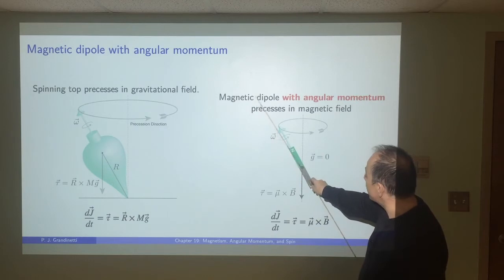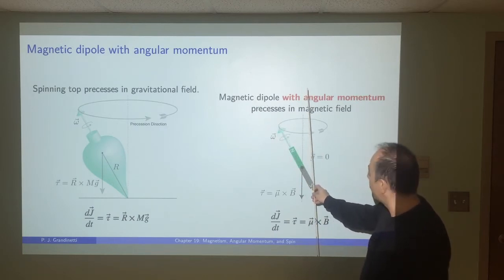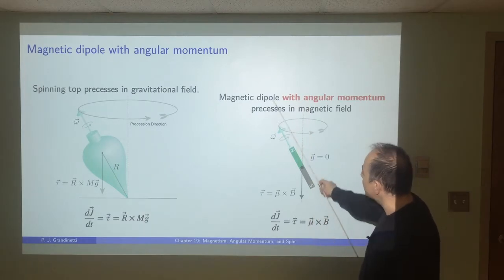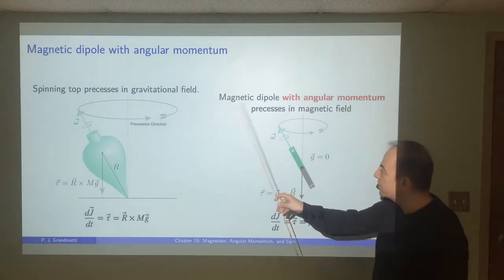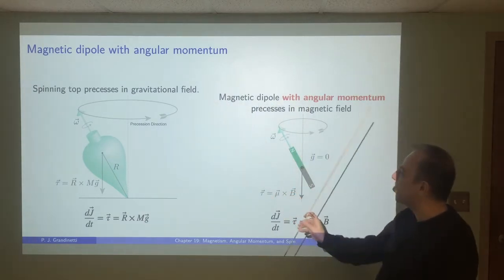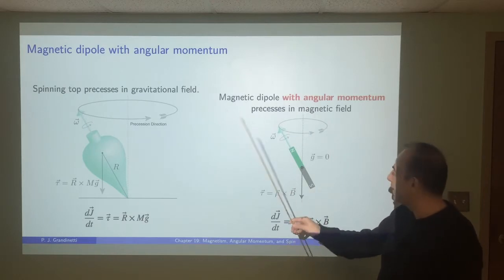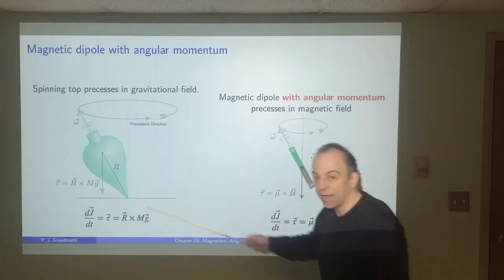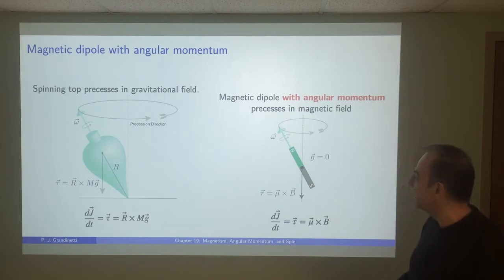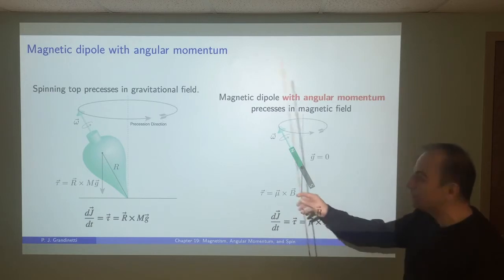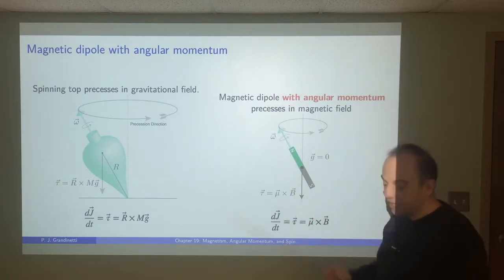What it will do is, when that torque acts on this dipole to try to bring it back along the field direction, because it has angular momentum, instead of just moving back, it will now precess around the magnetic field direction in much the same way that the top would precess in a gravitational field. So there'll be a torque that acts on this guy, which is mu cross B, as we saw before, and that torque will cause a change of angular momentum, which will lead to this precession motion.